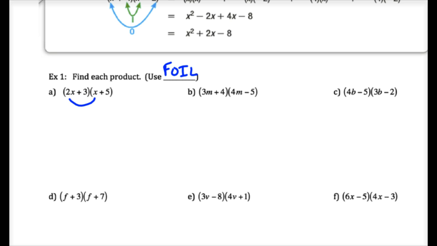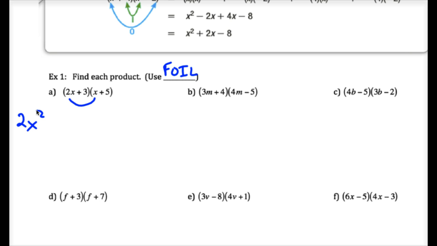Multiply 2x times x together. Be confident. 2x squared. Remember, you add your exponents. So 2x times x is 2x squared. Does everybody agree with that?